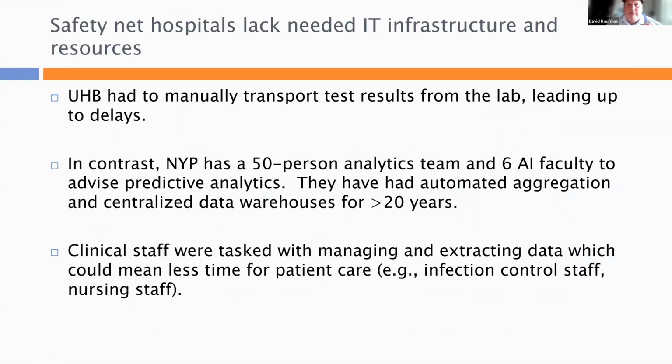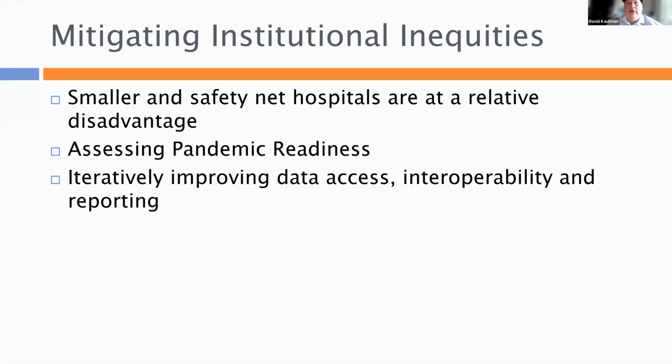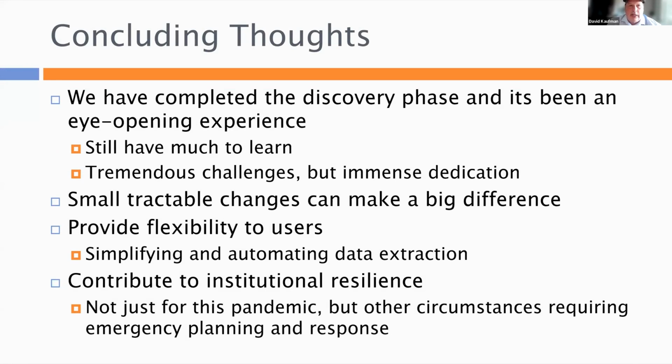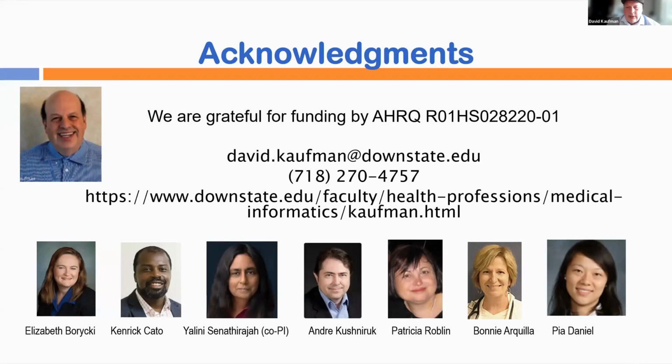So I made the point, safety net hospitals lack needed IT infrastructure and resources. There's a need to mitigate institutional inequities. The discovery phase has really been eye-opening. There are tremendous challenges, but immense dedication. Our objective is that small tractable changes, like a useful dashboard, can make a big difference. We want to contribute to institutional resilience.